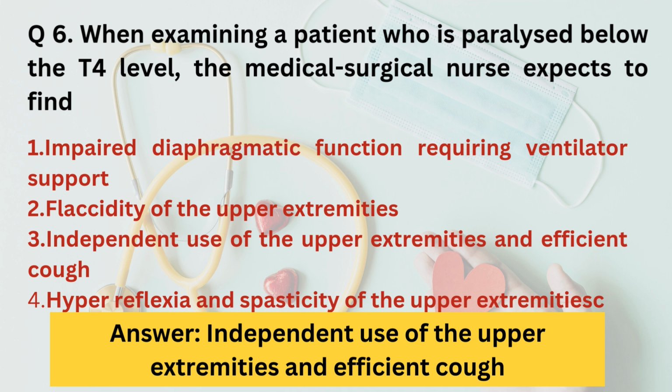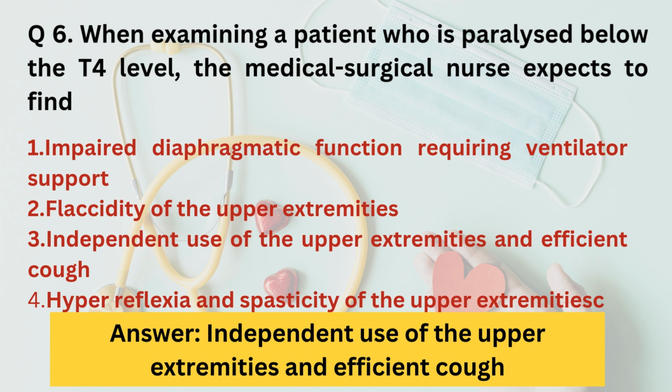Then why are the other options incorrect? I told first option, impaired diaphragmatic function, usually occurs in injuries above C4, that is cervical vertebrae 4, as the phrenic nerve which controls the diaphragm originates in the cervical spine. As I told earlier, the diaphragm is supplied by nerves originating above the T4 level, so its function is not affected. Then flaccidity of the upper extremities. This may occur with injuries at or above the C5 to T1 level, that is cervical vertebrae 5th to thoracic vertebrae 1, affecting the brachial plexus.